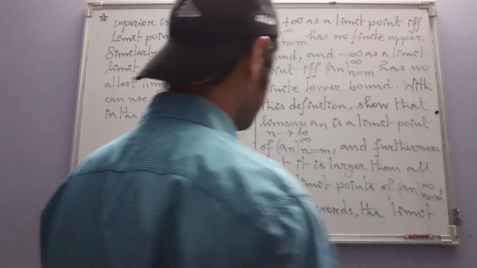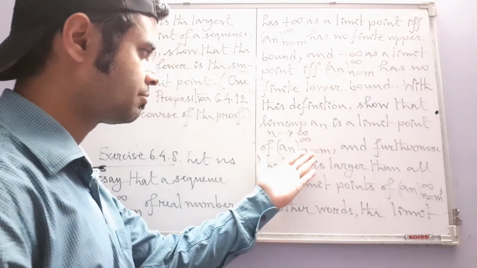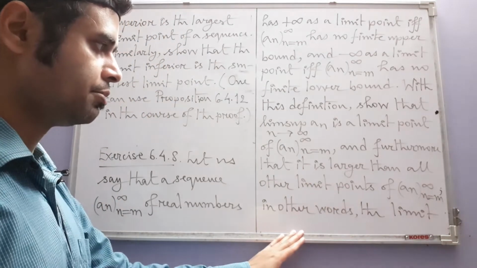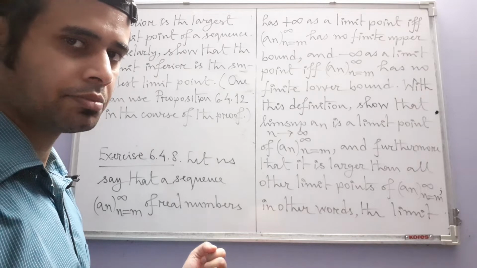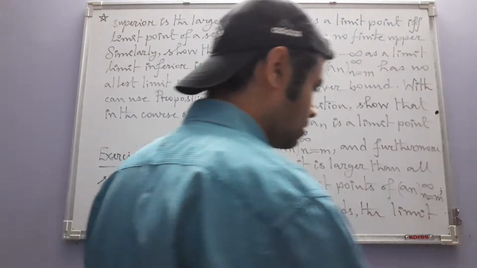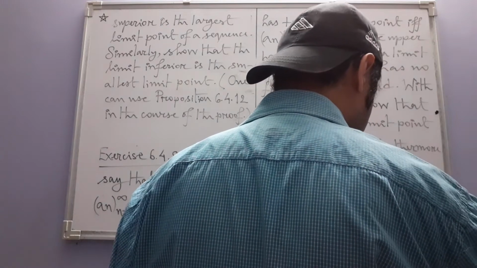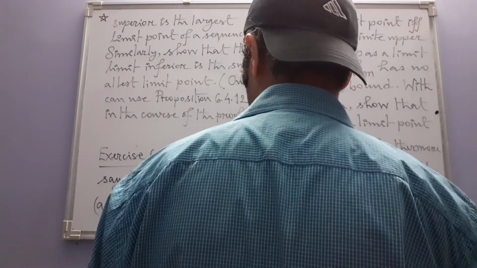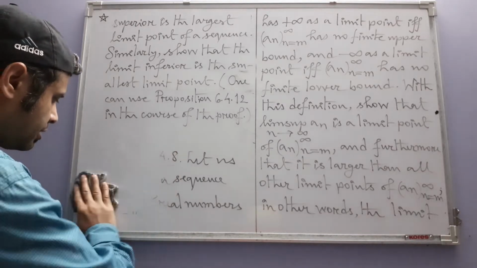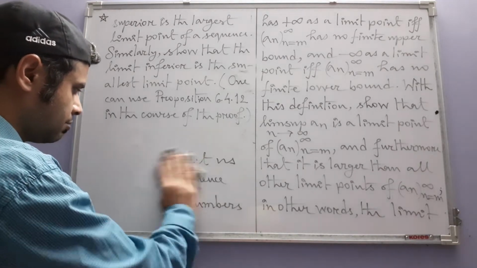Okay, so we have to prove that this is a limit point of the sequence and it is larger than all other limit points. So it is the largest limit point of the sequence, and similarly limit inferior has to be proven to be the smallest limit point of a sequence. Okay, so let us see the solution, what we can do here.